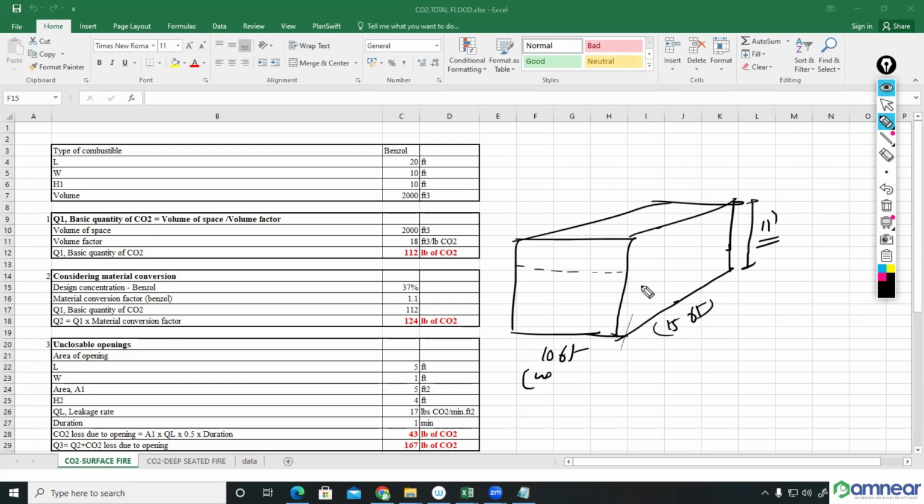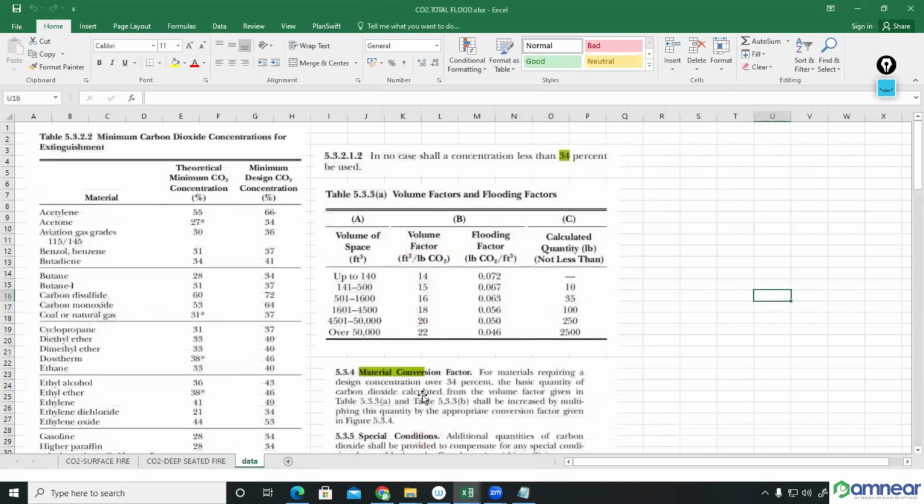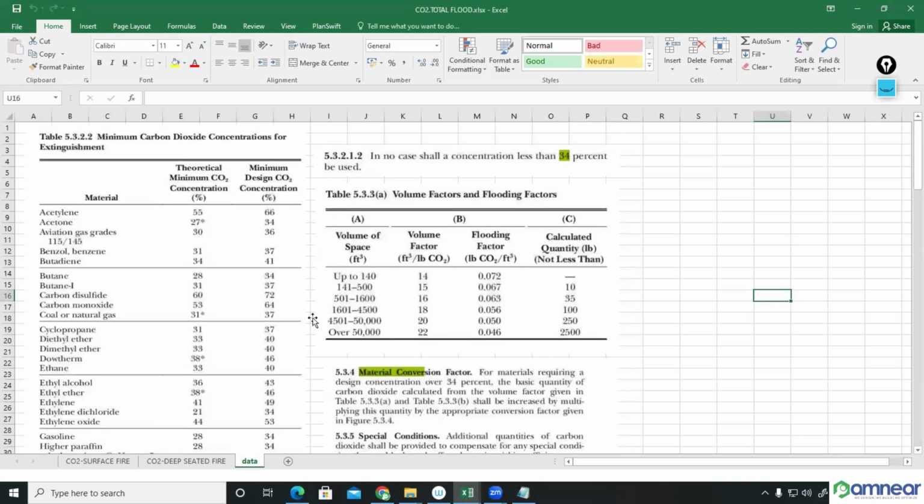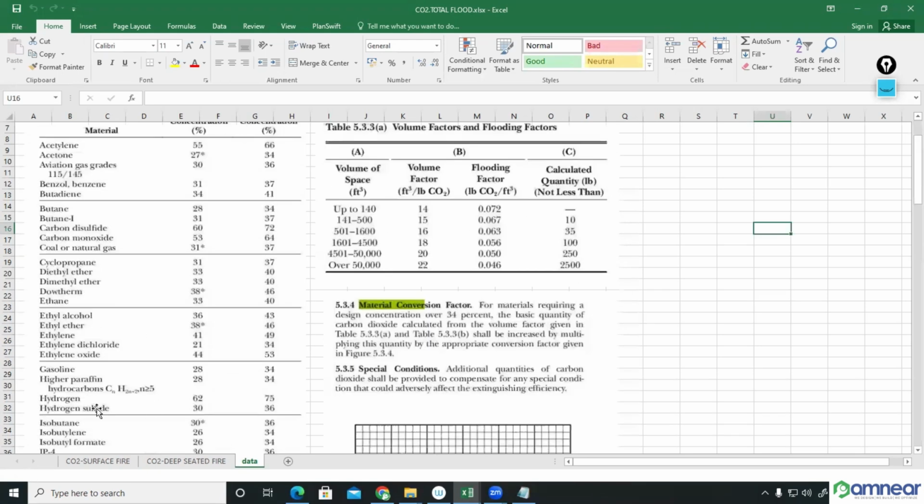And the type of fuel that you are storing inside, or the type of combustible, let's say different types of combustible we will be having. Acetylene. Here you can see this. All this data I have taken from NFPA 12 only, Table 5.3.2.2, Minimum carbon dioxide concentration for extinguishment. We are storing acetylene, acetone, butane, carbon disulfide, gasoline. Gasoline means petrol, and all the petroleum products you can consider under gasoline.